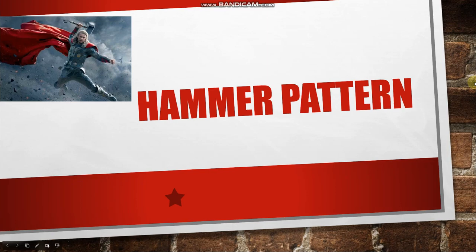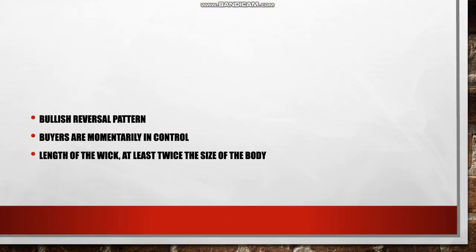Hammer pattern. You can see on the screen we have a picture of Thor with his famous hammer in his hand, the most powerful hammer. But our hammer is a bit different. Let's check it out. It's a bullish reversal pattern where buyers are momentarily in control. The length of the wick should be twice the size of the body.